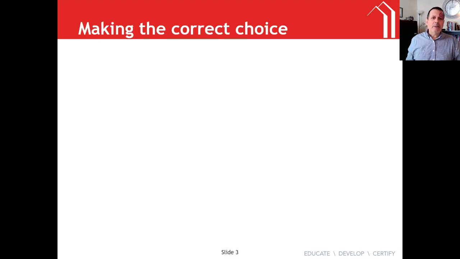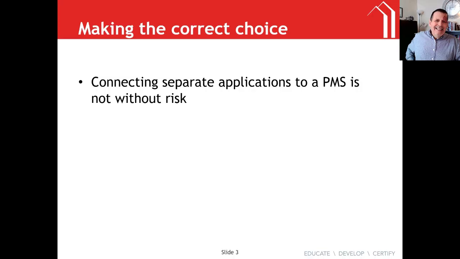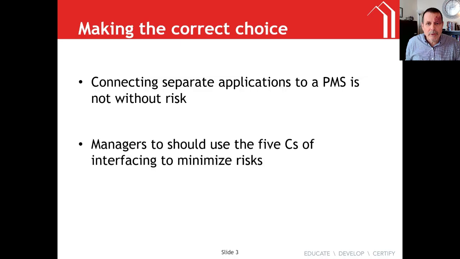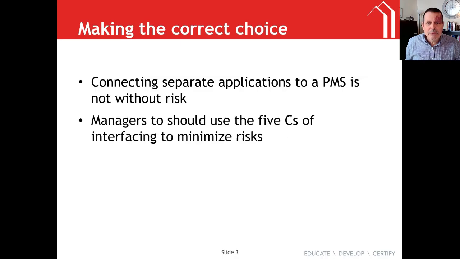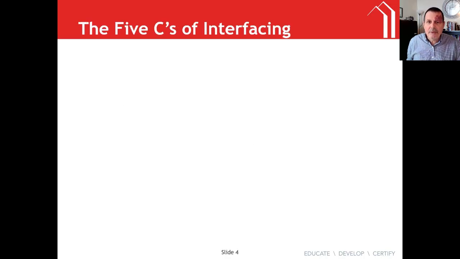Okay, so making the correct choice. Connecting separate applications to the PMS is not without risk, right? Doing these interfaces is not without risk. So what we need to do is make sure that we use the 5 C's of interfacing to minimize risk. The best thing we can do is minimize risk. We're not going to eliminate it. So what are those 5 C's?